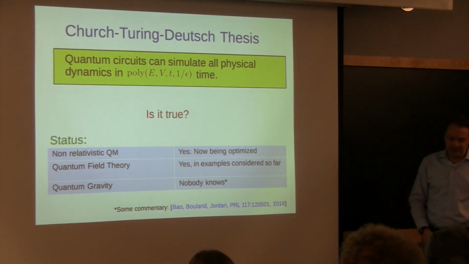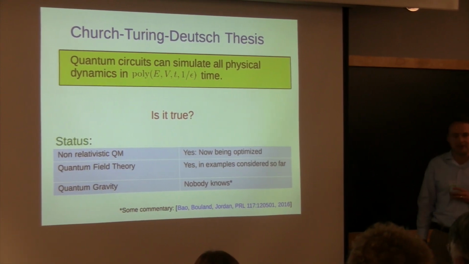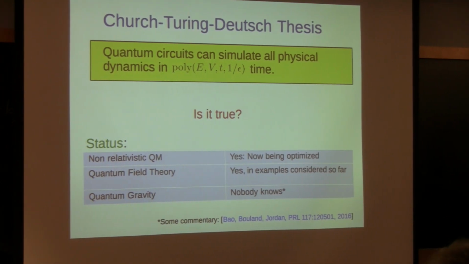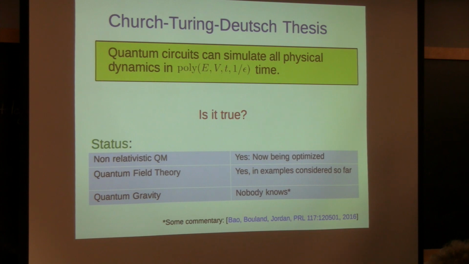But what we have so far is that in the examples that we've considered in detail, it does appear to be the case that with a polynomial number of quantum gates and qubits, we can simulate the dynamics of these simple first examples of quantum field theories that we've looked at.